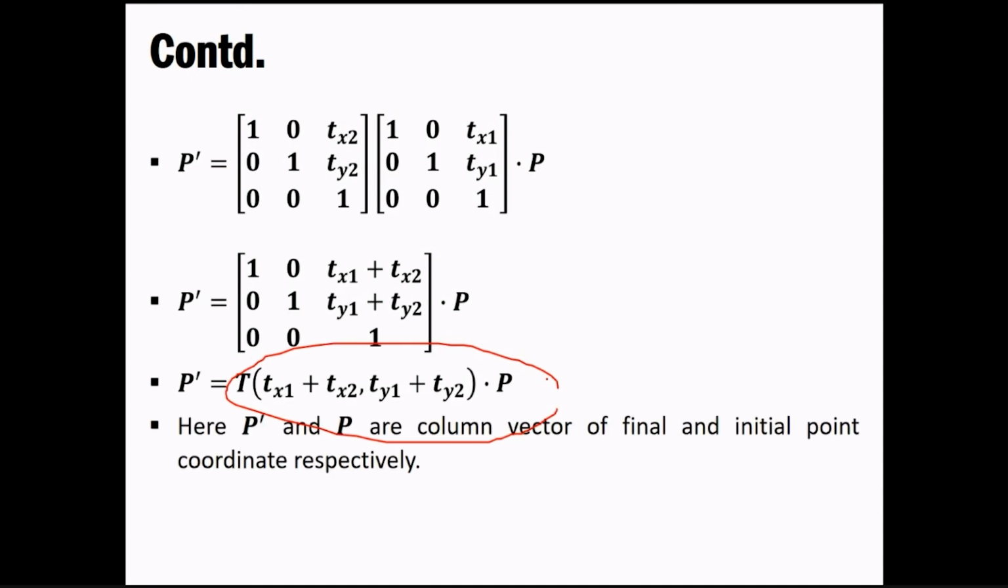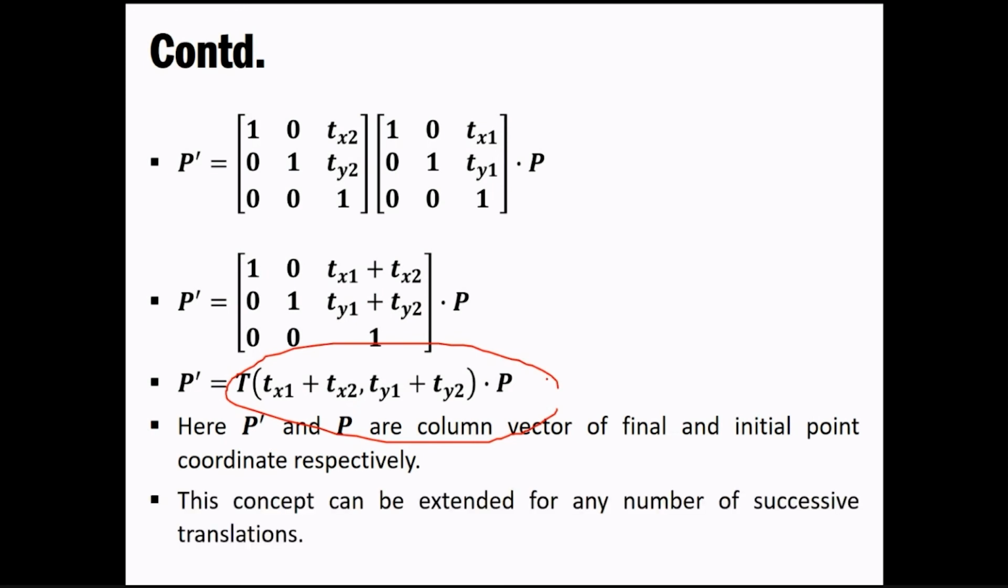Okay, so now here p dash and p are the column vectors of the final and initial point coordinates respectively, that you already know. But obviously this concept can be extended for any number of successive translations. So instead of doing it one by one, you have just combined all of these things so that our computation time or our energy will be reduced.